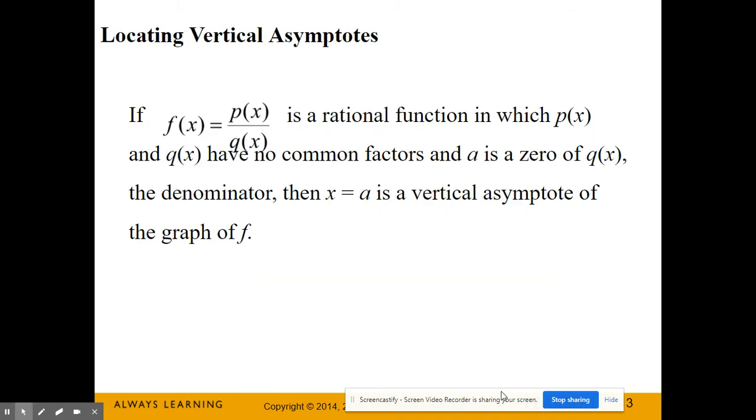So, locating vertical asymptotes. First of all, a vertical asymptote is a vertical line that your function will not touch. If you have a rational function in which p of x and q of x have no common factors, so it is simplified, and a is a zero of the denominator, so basically it's not part of your domain, then x equals a is a vertical asymptote of the graph of f.